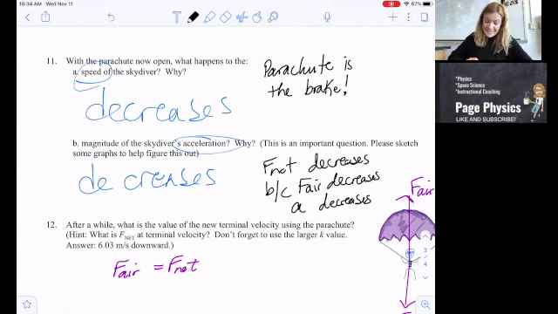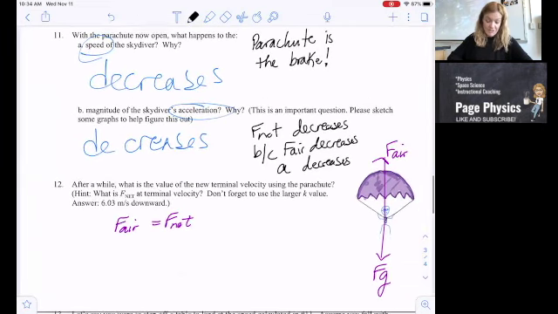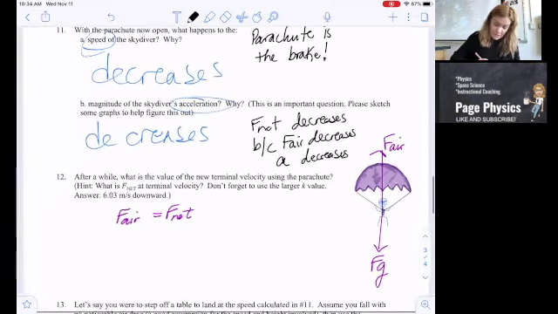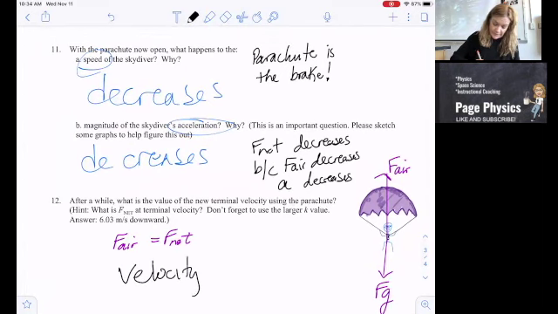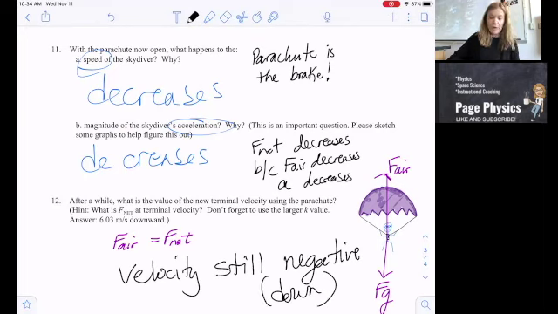But the velocity is still in the downward direction. You're not going up. So somewhere down here, write down velocity is still negative or down, right? We're still moving. We didn't stop completely. We're moving at a constant speed, and it's still in the downward direction. So that should help you navigate this problem. And you can go ahead and calculate the new value of the terminal velocity and then double check the key and see how you did.